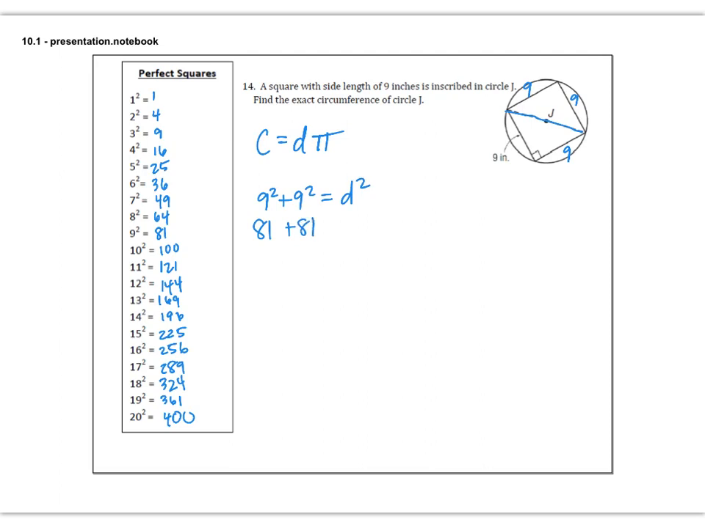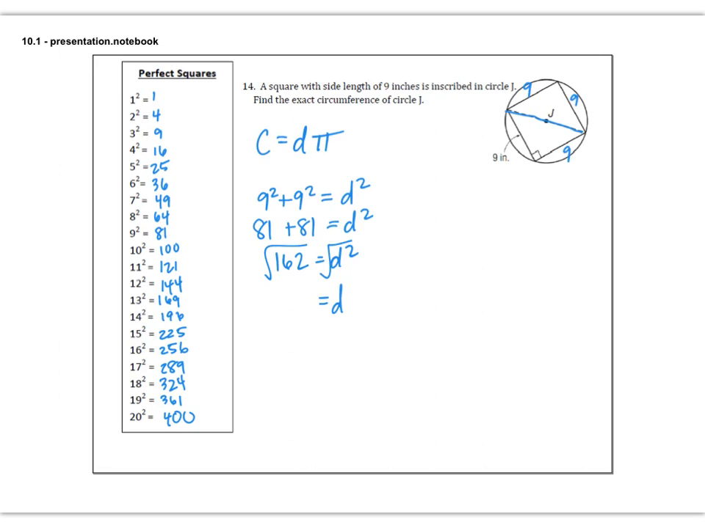81 plus 81 equals diameter squared. 162, if you add them together, take the square root, and this is where you run into some trouble. It says they want the exact circumference. You cannot have a decimal. That would not be exact, or you cannot have a non-repeating decimal.